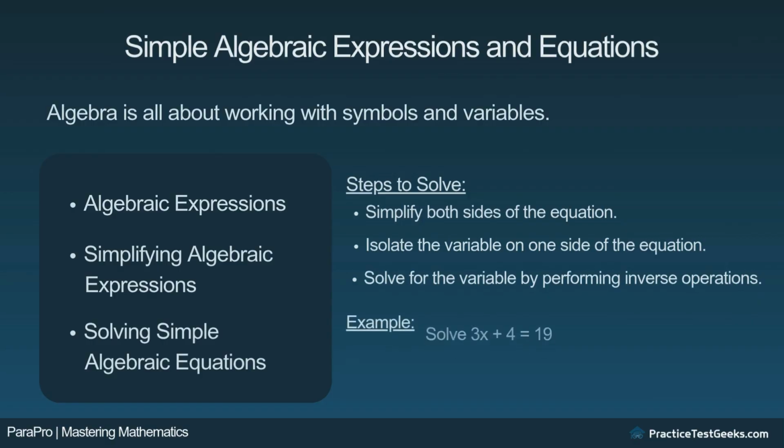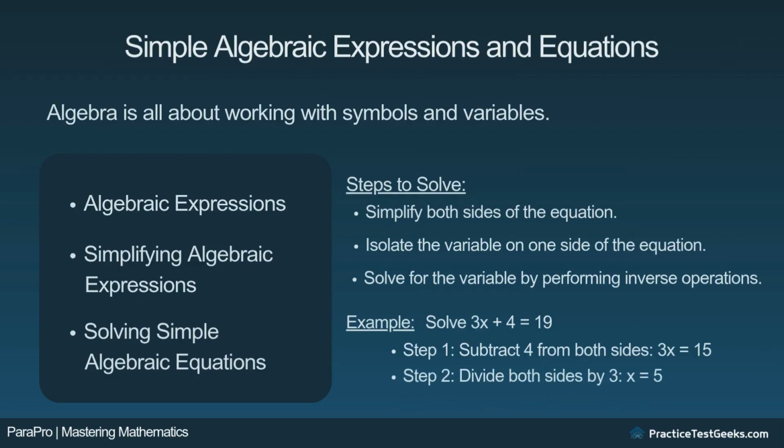Example: solve 3x plus 4 equals 19. Step 1. Subtract 4 from both sides. 3x equals 15. Step 2. Divide both sides by 3. x equals 5.